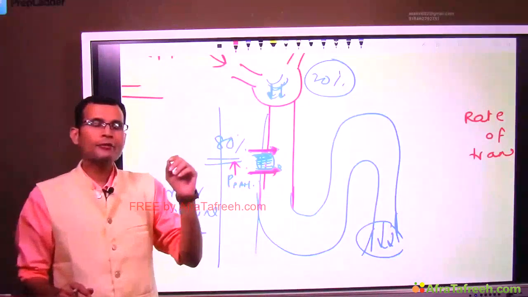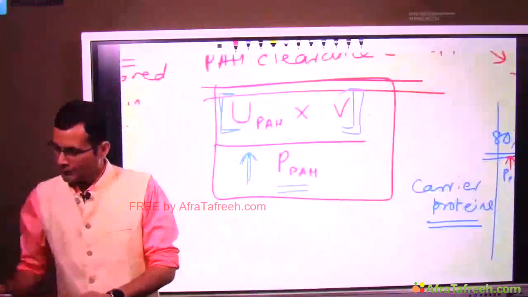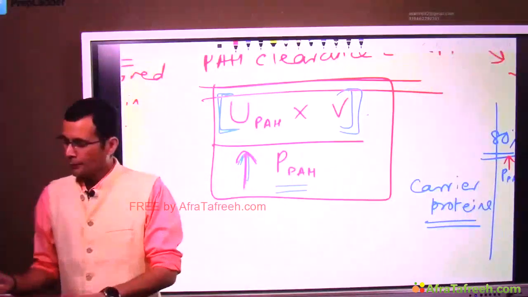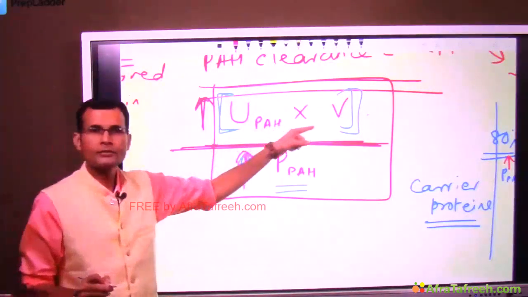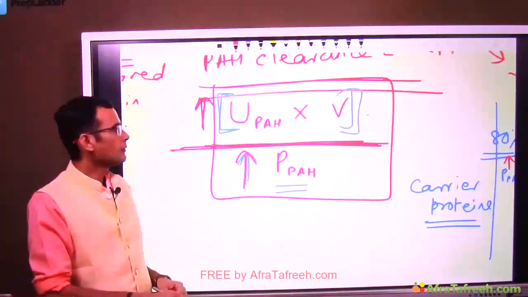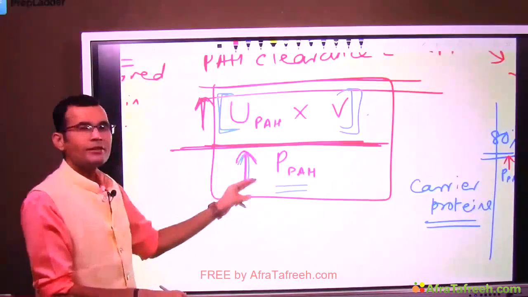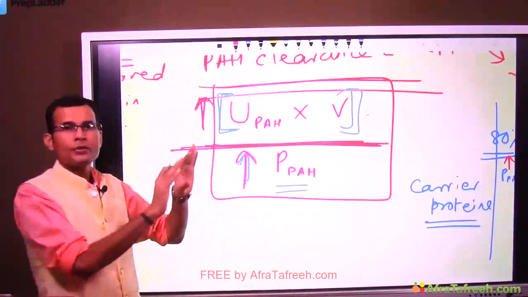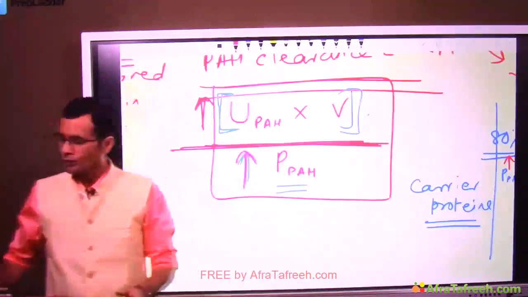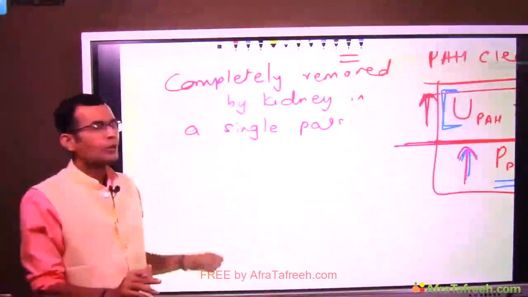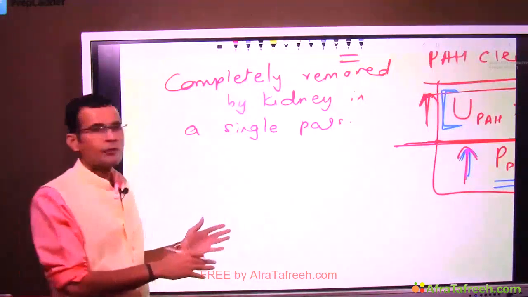So if you gave twice the recommended dose of PAH by mistake, by wrong calculation, its plasma concentration will increase and proportionately its urinary excretion rate, the numerator, will also increase proportionately because carrier is secreting more and more PAH and it will come into the urine. That means the PAH clearance will remain the same, will remain normal. And PAH clearance means what? Renal plasma flow. So there will be no error in the renal plasma flow measurement.